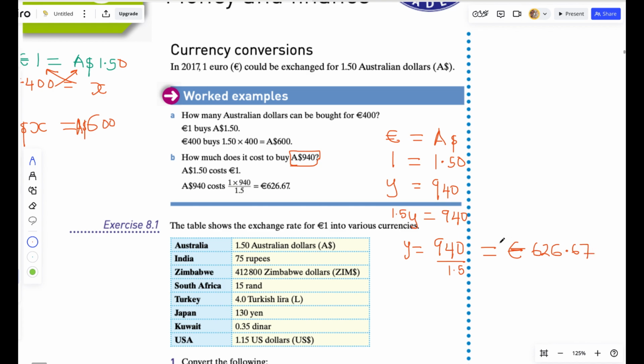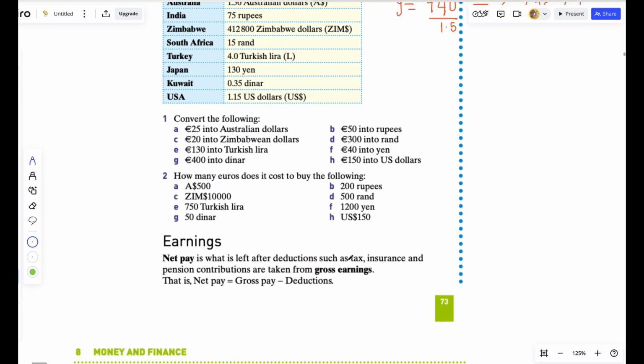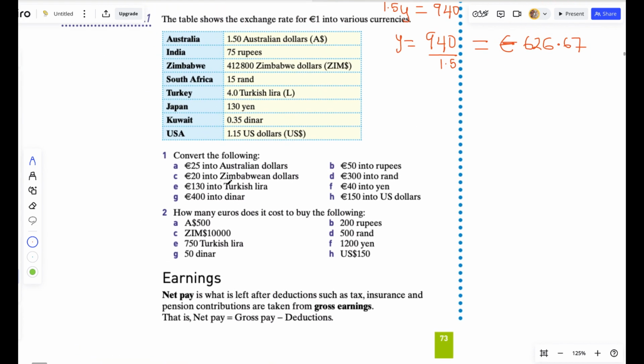Okay, so this is how we do conversion. I think this example that shows both sides, how you convert from euro to dollar and dollar to euro, has already explained how money and finances work. So you can pause this video and try to solve all of this conversion.